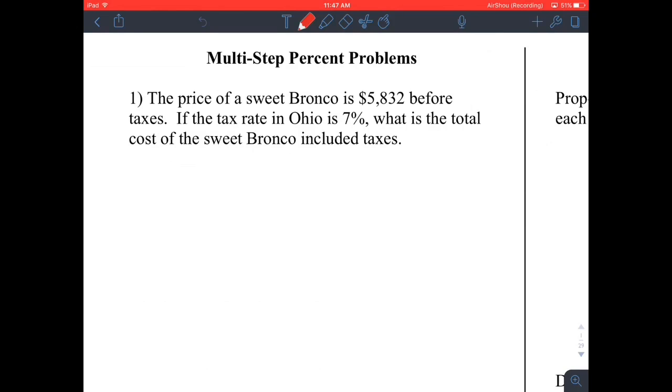The sweet price of a Bronco is $5,832 before taxes. If the tax rate in Ohio is 7%, what is the total cost of the Bronco including taxes? A couple different ways you can do this. To find the tax, you take whatever you're spending on the item times the tax rate, which in this case is 7% or 7/100.